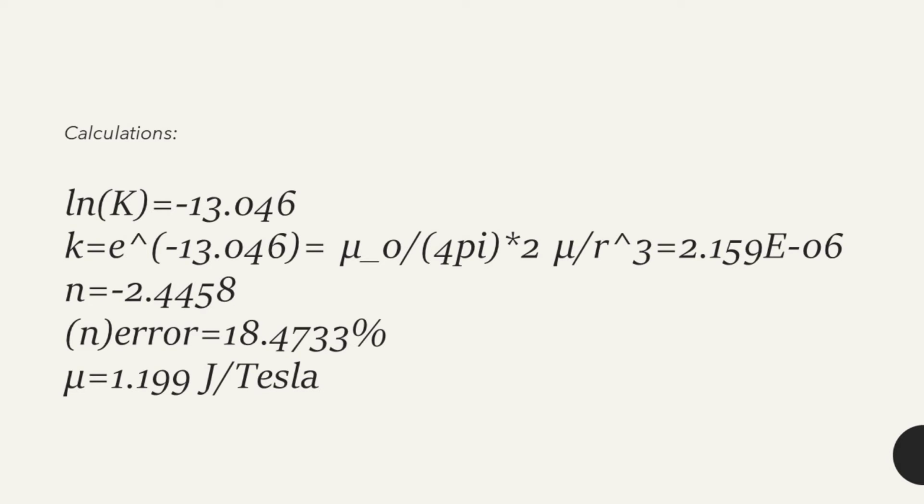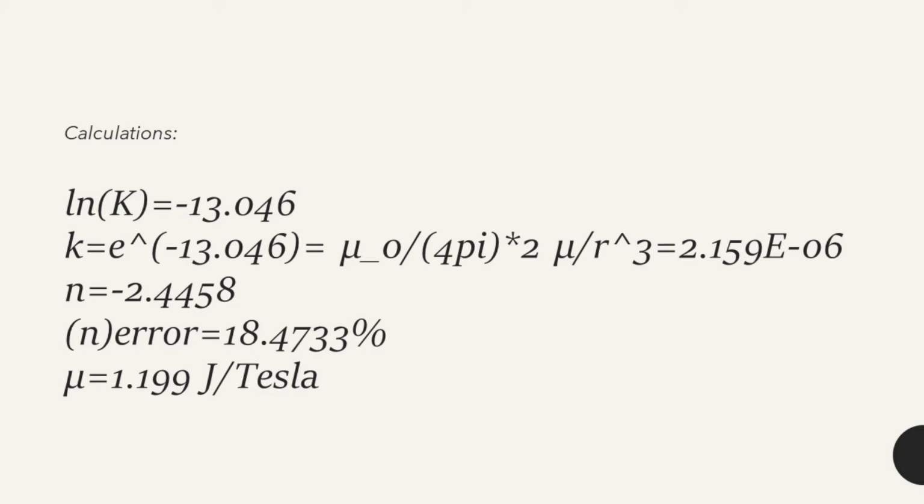Ln of k was equal to -13.046. By reordering that equation, we can set k equal to e to the power of -13.046, which is mu naught over 4 pi times 2 mu over r cubed, which equals 2.159 times 10 to the power of -6.